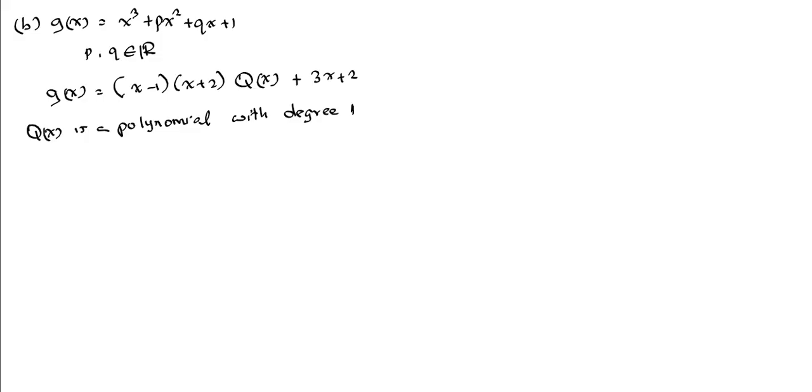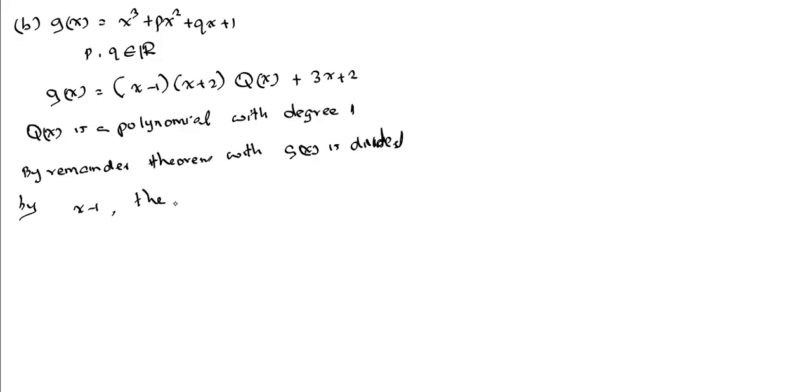Now they are asking us: show that the remainder when g(x) is divided by x minus 1 is 5. Okay. We know by the remainder theorem, when g(x) is divided by x minus 1, the remainder is g(1). Okay, so if you consider g(1), this part will become 0, that is going to be 3 times 1 plus 2, that is 3 plus 2, that is 5.